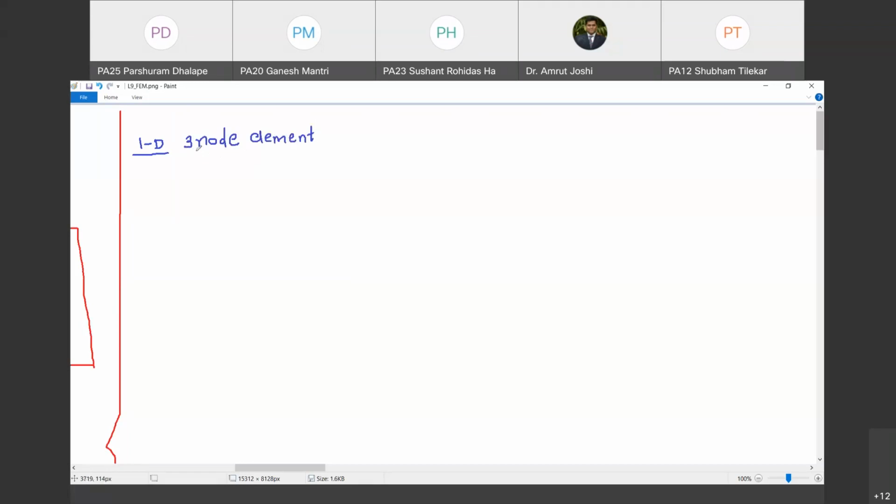How does this element look like? So this is the element, this is the first node, this is the second node, and this is the third node. Intentionally I am not taking this node as midspan. It should not cause any wrong understanding of the concept. So 1D three node element. Are you with me? Type your response in chat box. यहाँ तक समझ में आया?